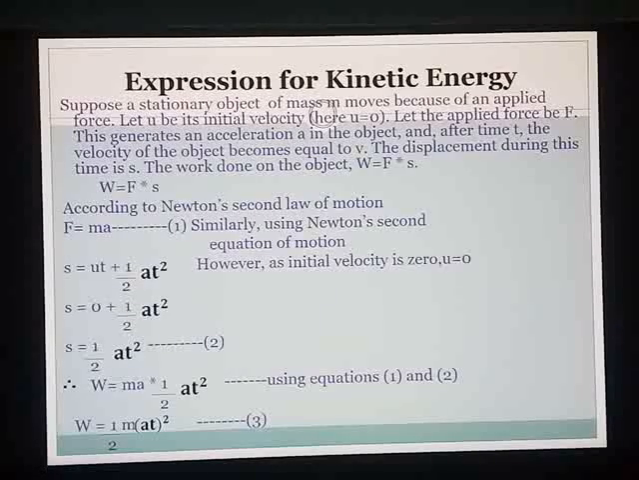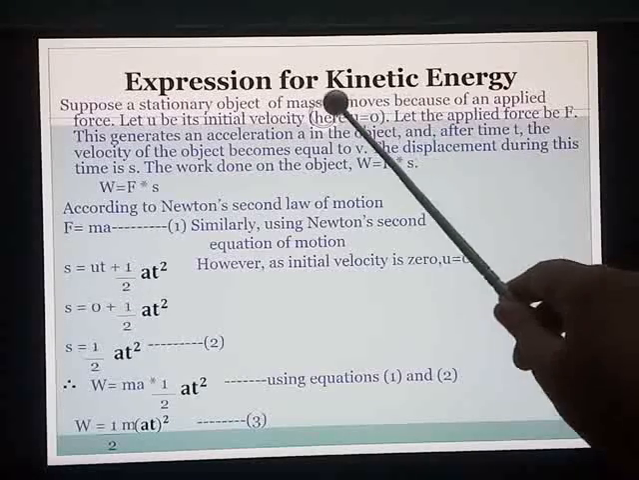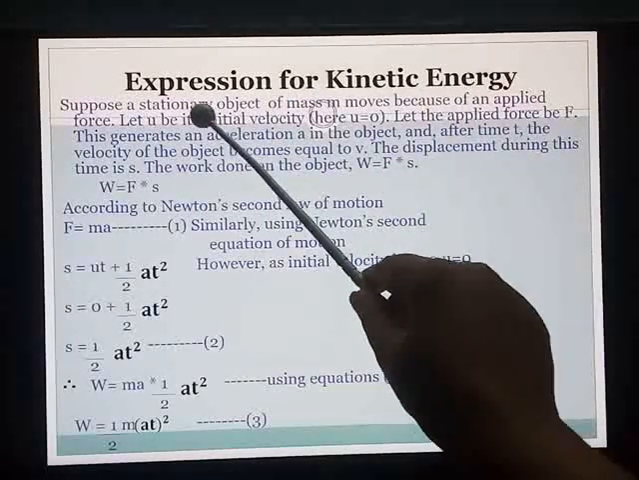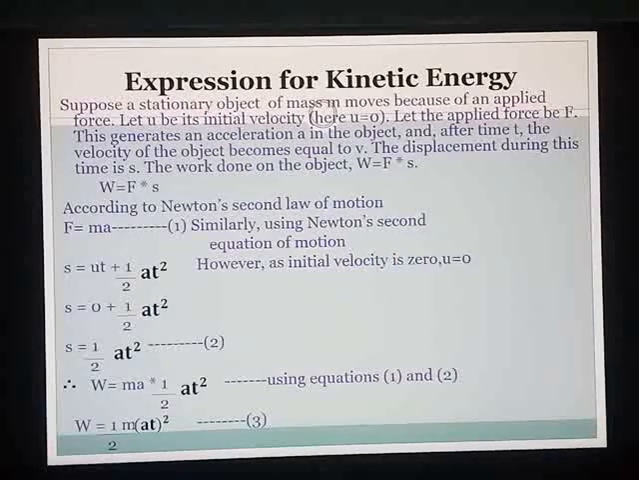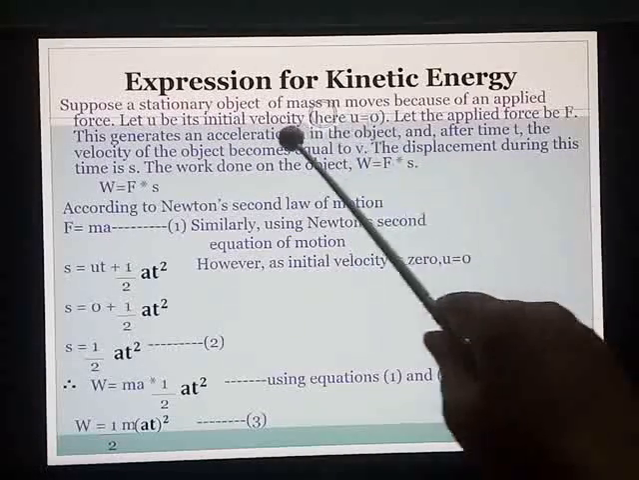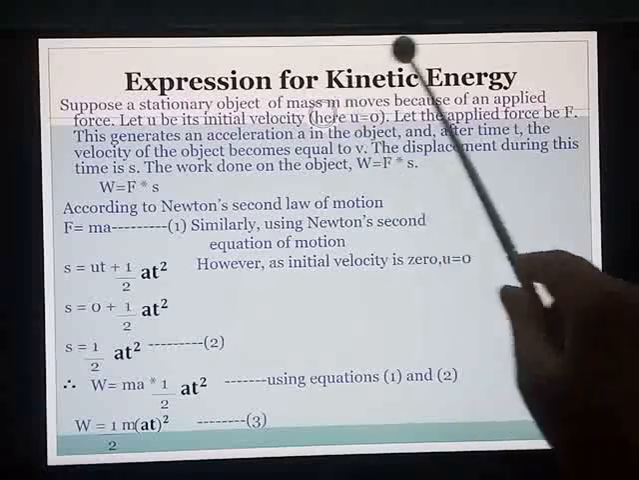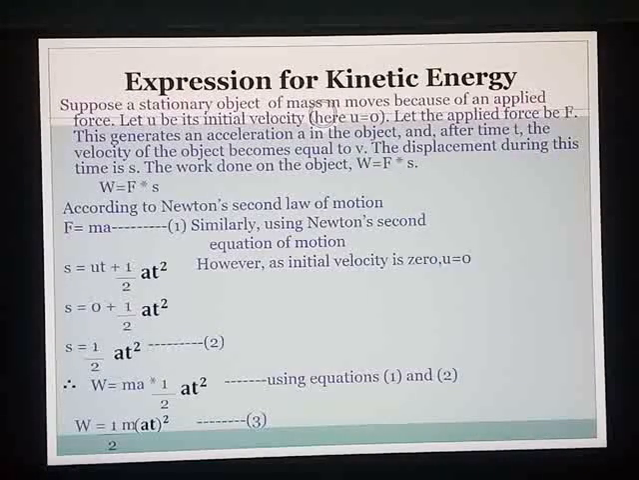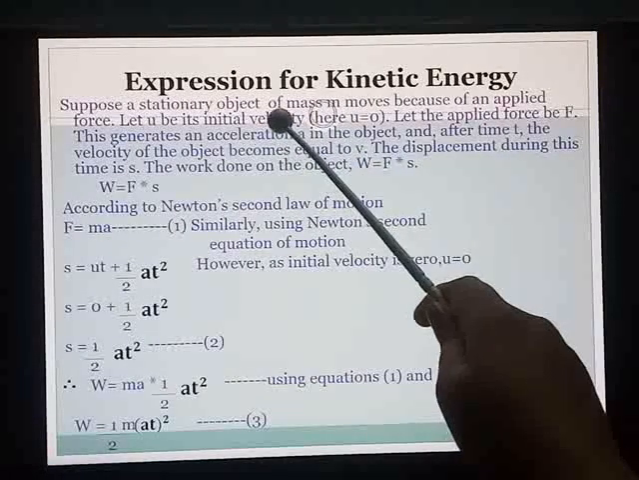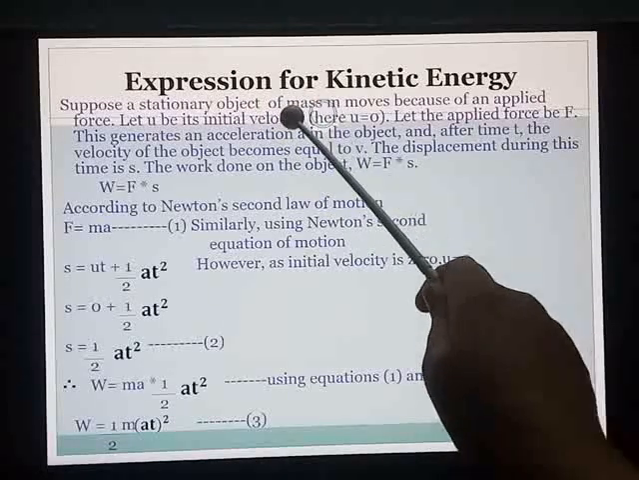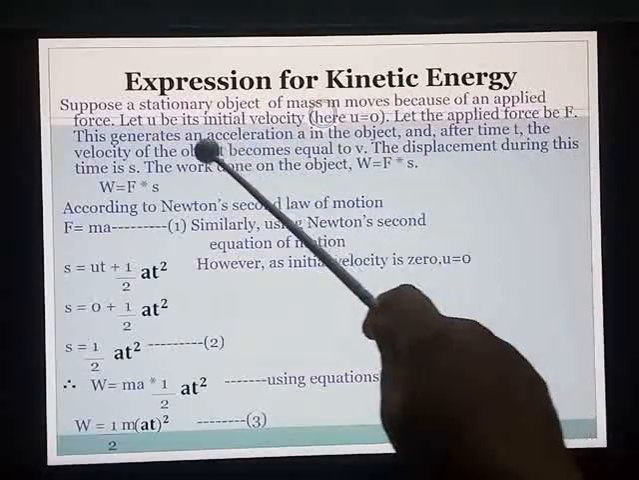Now, for deriving the expression for kinetic energy, we are considering an object which is at rest position, a stationary object having some mass, small m. It moves because of an applied force. Just now I told you that the stumps are at rest. They move because of the motion of the fast ball which hits the stumps. So we will consider here an object at rest having mass m moves because of the force which is applied to it.